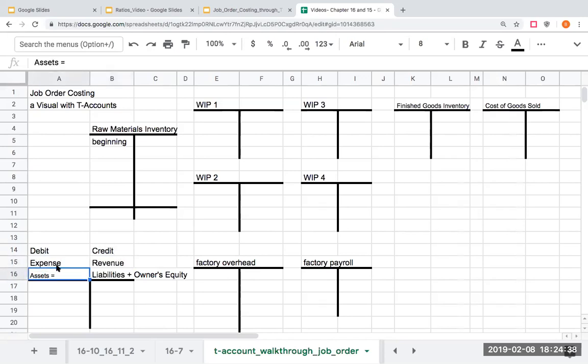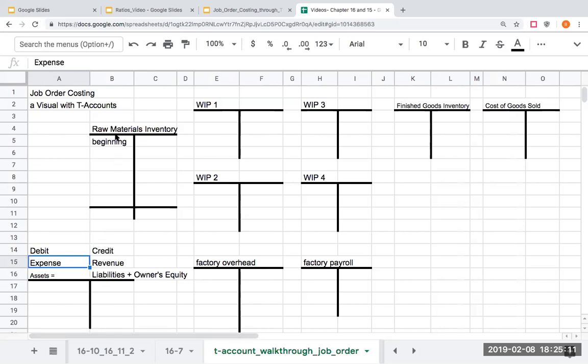So over here, when I'm going through and recording financial transactions, if I have an asset account like inventory, it's typically going to have a debit balance. It's going to be increased with debits and decreased with credits. If I have an expense account, that's typically going to be recorded with debits. And over here, if I have a revenue account, I'm going to be recording it with credits. Similarly, liabilities and owner's equity have credit balances. They're increased with credits and decreased with debits.